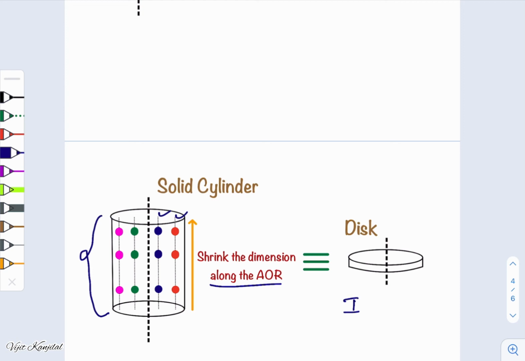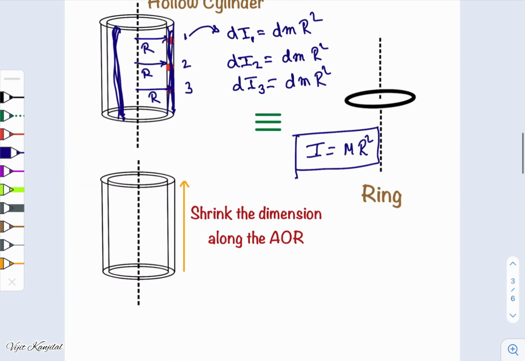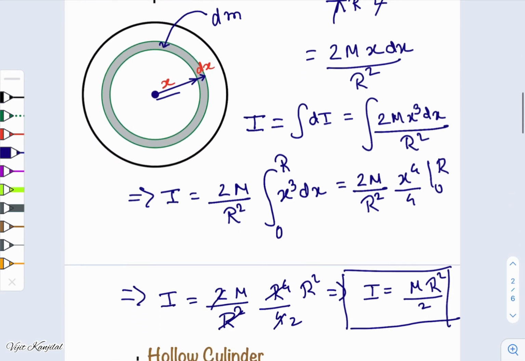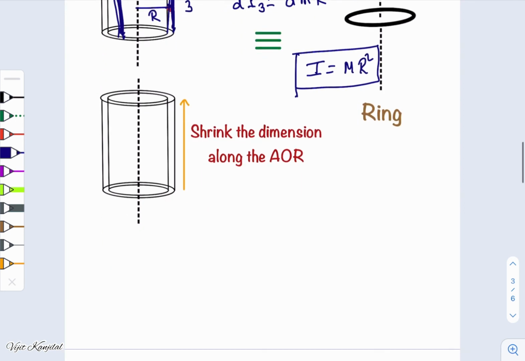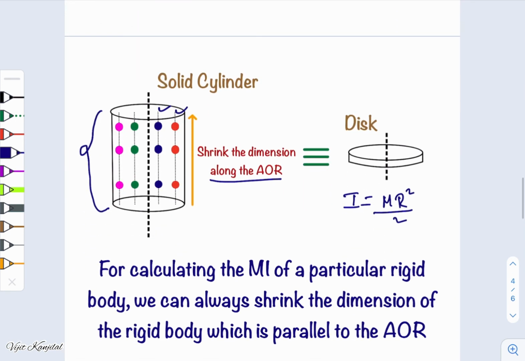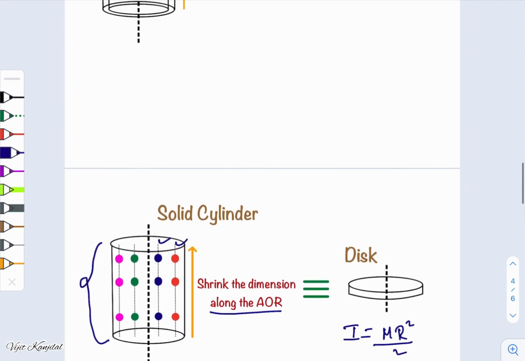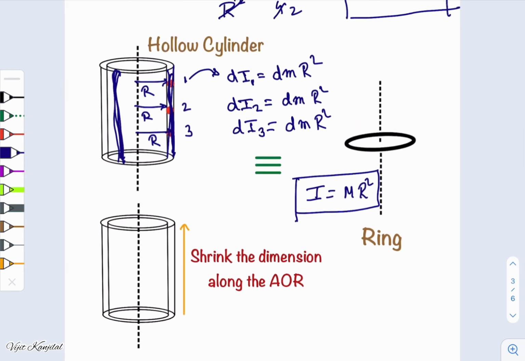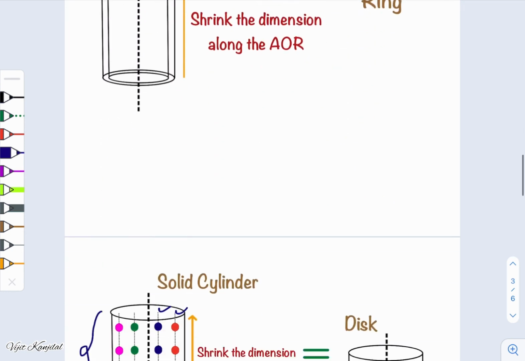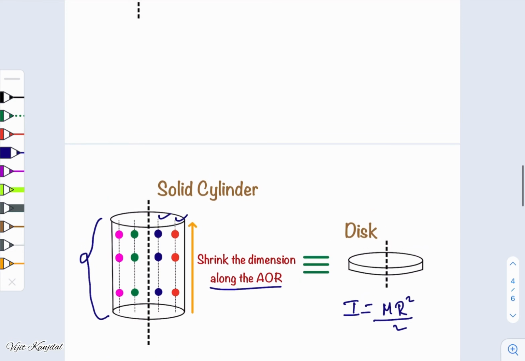What is the moment of inertia of a disk? It is mr square by 2. What is the result we obtained for the case of a solid cylinder? It is nothing but mr square by 2. So for calculating moment of inertia, we can always shrink the dimension which is parallel to the axis of rotation. So for calculating moment of inertia about this axis which we have considered here, there is effectively no difference between a hollow cylinder and a ring, and there is no difference between the solid cylinder and a disk.